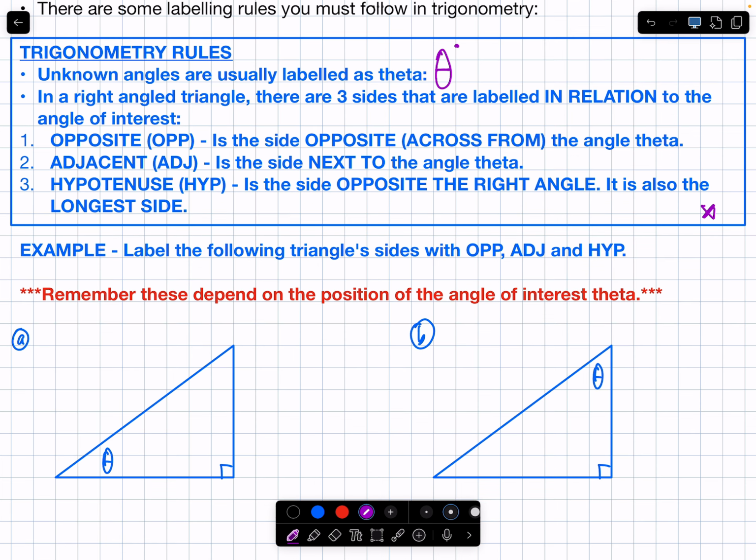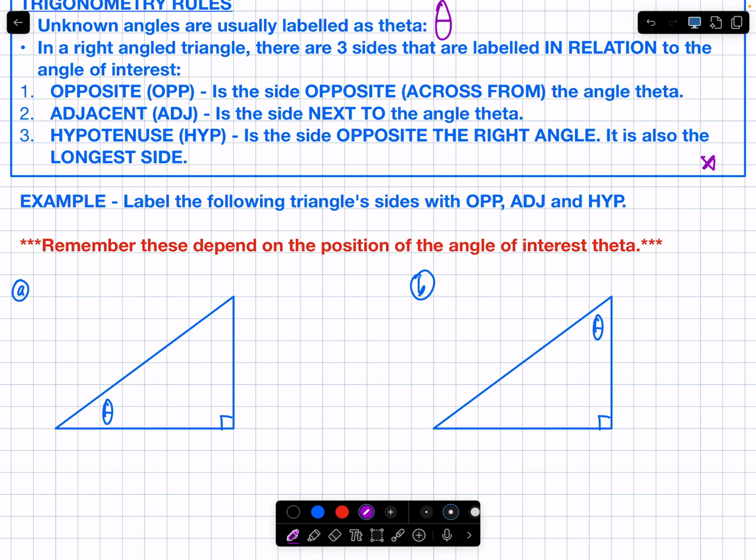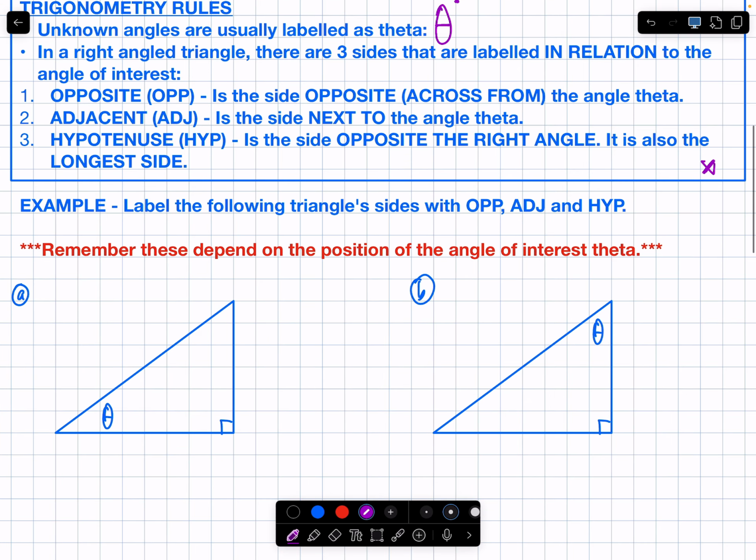Let's do an example. So literally you're getting marks for labeling 3 things, okay? That's kind of different from factorize, right? So label the following triangles' sides with opposite, adjacent, hypotenuse. Please remember, these labels depend on where theta is. That's why, can you see 2 triangles? Are they basically the same looking triangles? What's the difference? Theta is placed differently, so these labels are going to be different in both.